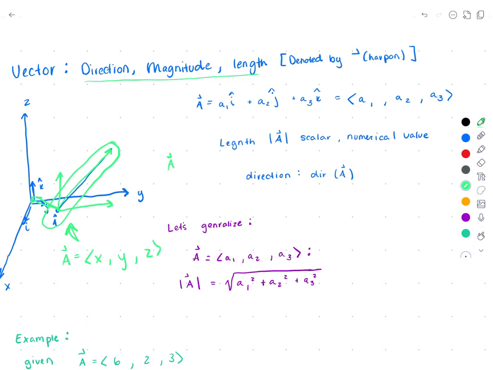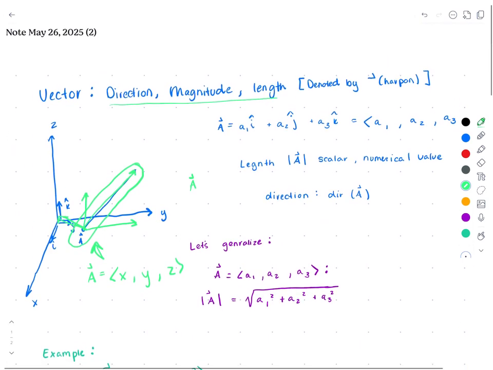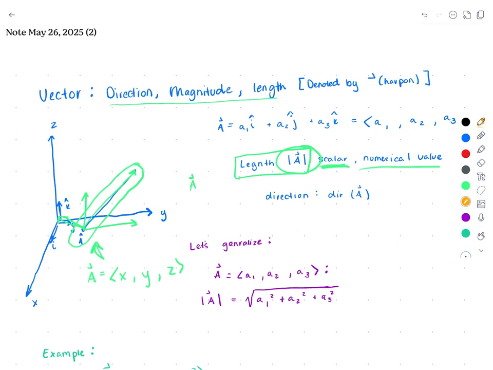When I write it in terms of X, Y, and Z, I can then find its length. So if I look over here, the length of A, which is noted by absolute value brackets around the vector A, gives me a scalar quantity. What is a scalar quantity? It's something that doesn't have variables in it. It's just a number. So let's write that down.